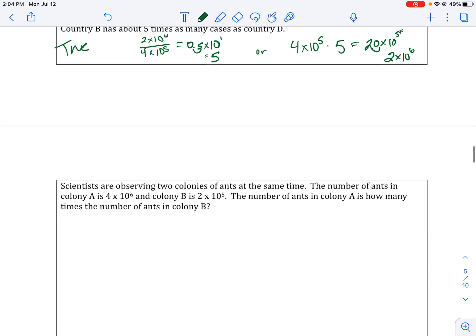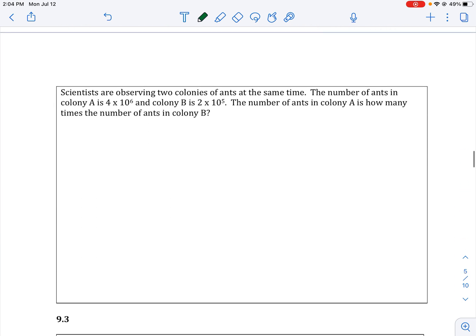All right, last example here. Scientists are observing the number of ants in a colony. Colony A has 4 times 10 to the 6th. Colony B has 2 times 10 to the 5th number of ants. How many times bigger is colony A than colony B?